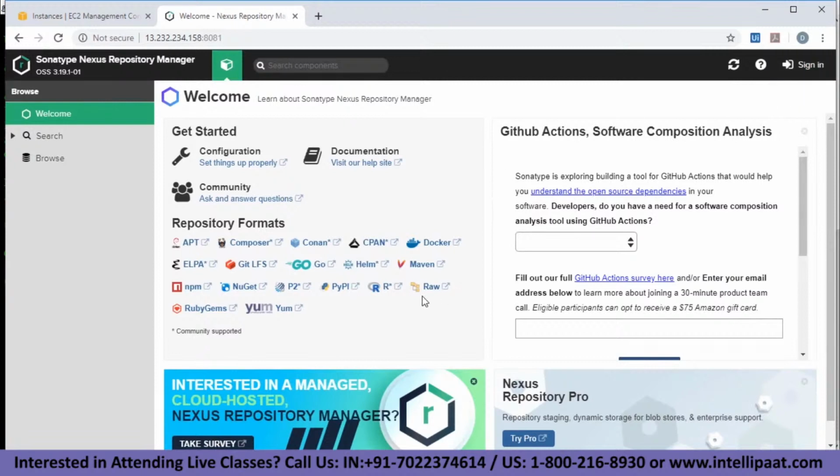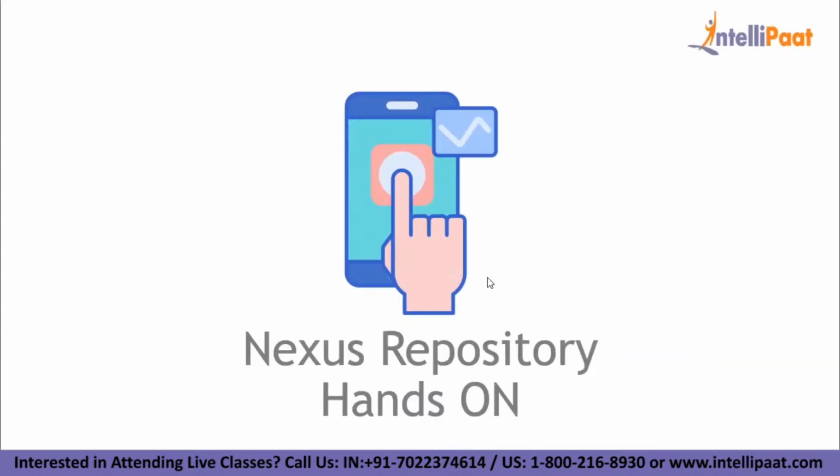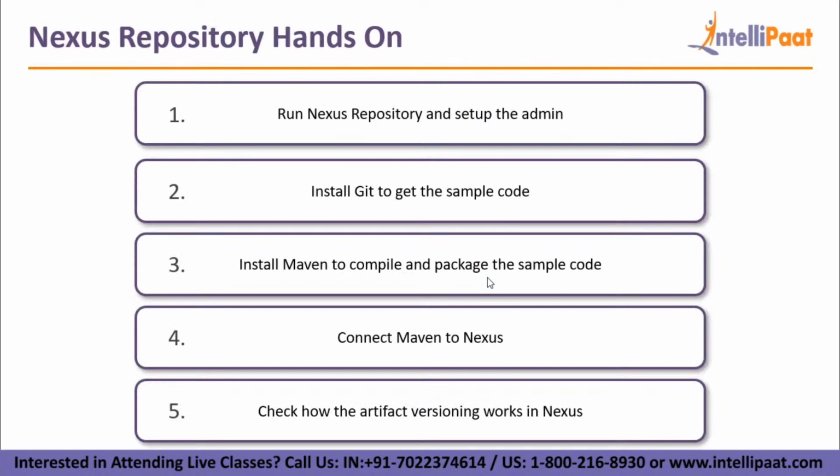But before that, we have now completed our installation for Nexus Repository. So we can move on with the hands-on practice for Nexus Repository. So let's see what steps we have to take. Nexus Repository hands-on. The first step, run Nexus Repository and set up the admin. Second, install Git to get the sample code. Third, install Maven to compile and package the sample code. Fourth, connect Maven to Nexus. And fifth, check how the artifact versioning works in Nexus.